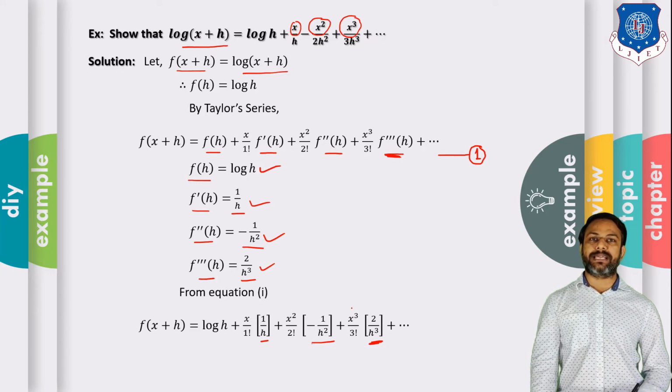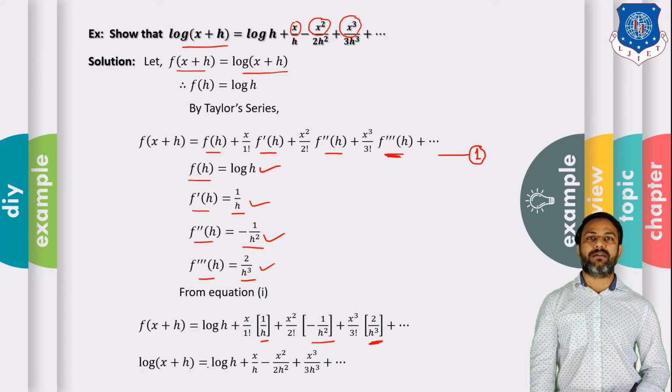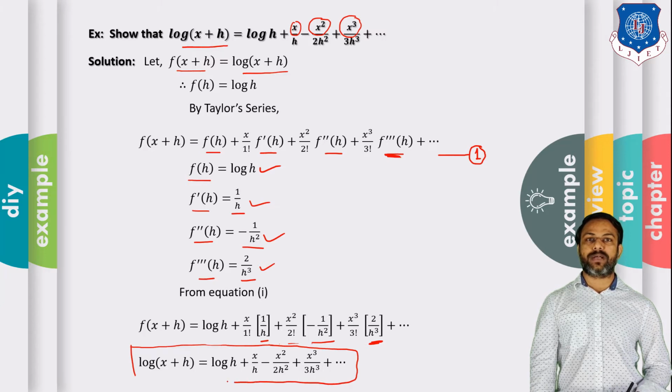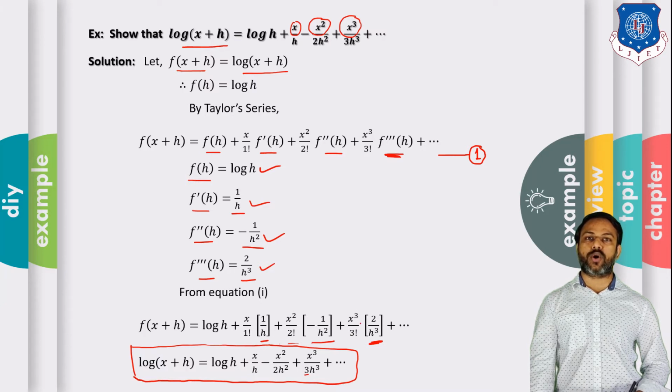Just by simplifying this form we have our final answer: log of x plus h is equal to log of h as it is, plus x by h, minus x square by 2 into h square, plus x cube by 3 factorial, means 6, into 2 by h cube. By cancelling 2 with 6 we have 3. So x cube by 3 into h cube plus so on. This is our final answer.